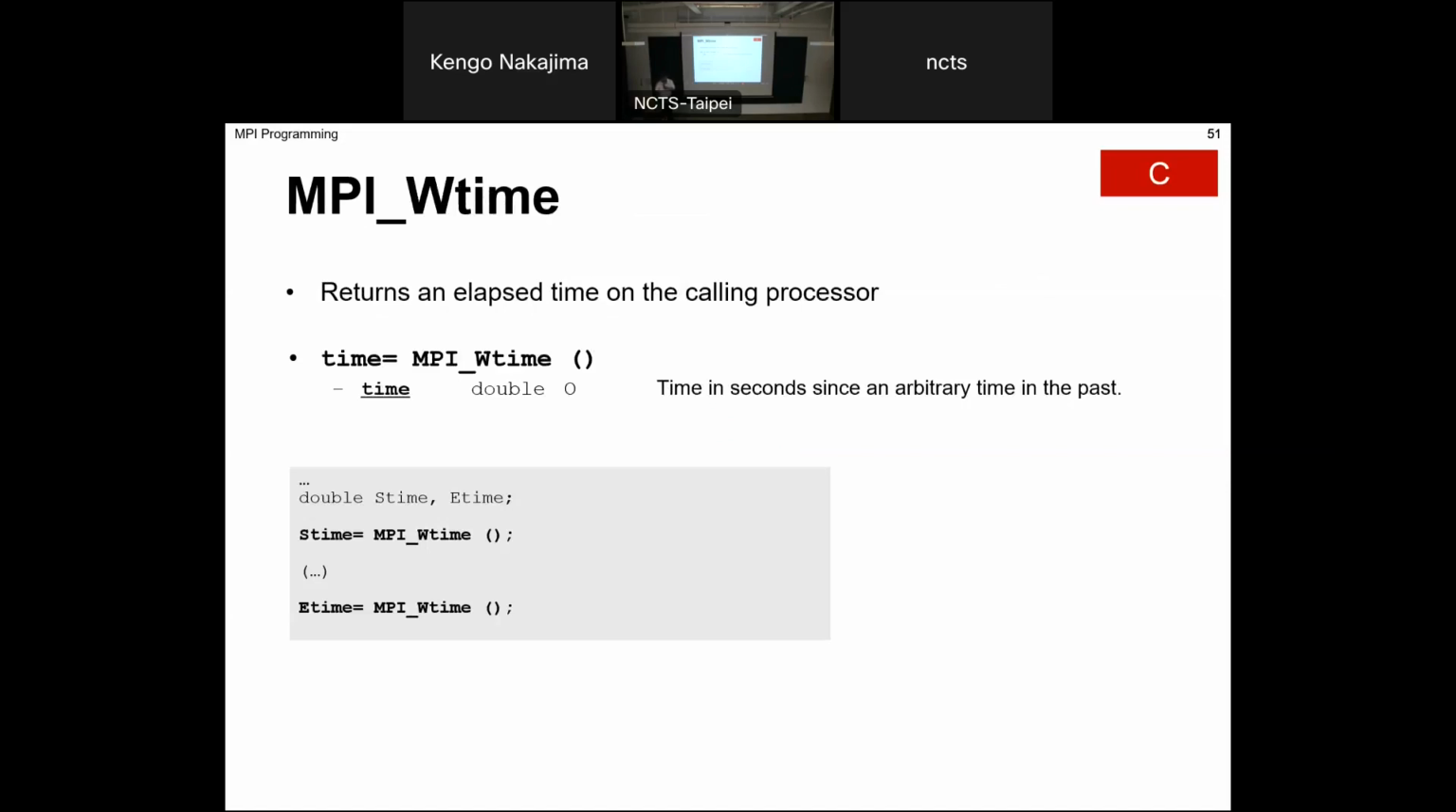MPI_Wtime is very convenient for measuring time. It returns the elapsed time on the calling processor, as a double precision value. Usually we put time equal to MPI_Wtime. Generally speaking, we call MPI_Wtime twice, and if you take the difference between the end time and the start time, you can measure the time between these two statements. This is a very typical way to utilize this function.